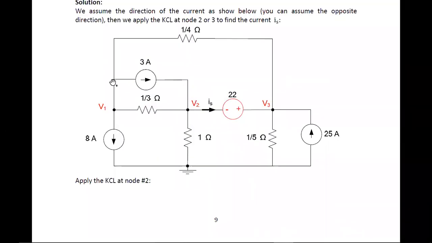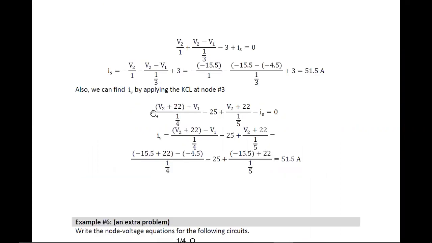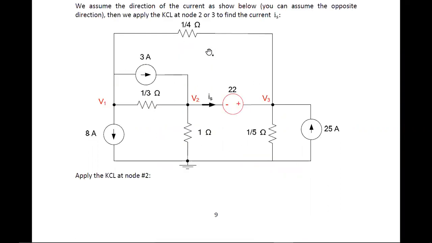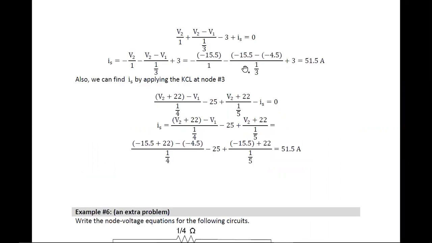There are 4 currents: 3 unknown currents and 1 known current. That is minus 3, because this minus 3 is the opposite direction of my assumed current. Then V2 minus V1 by 1 by 3, then V2 by 1. Instead of writing V2 minus V3, you can write this, since the current direction is already given. This current direction is similar to my assumed direction, hence it will be plus IS.